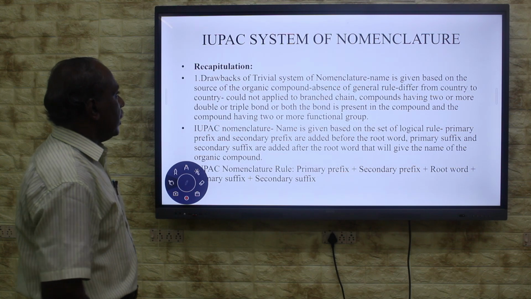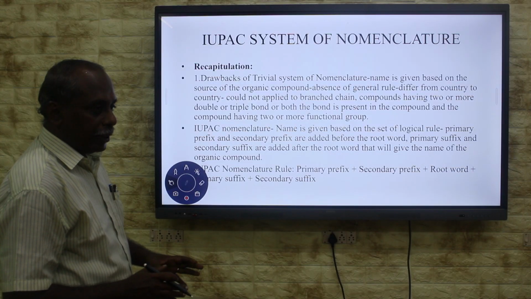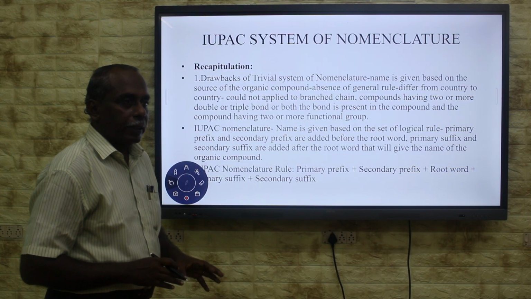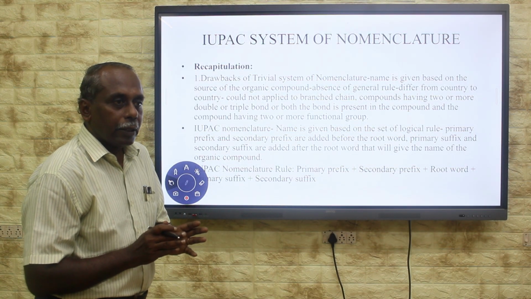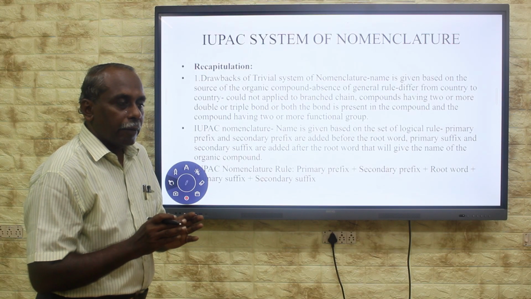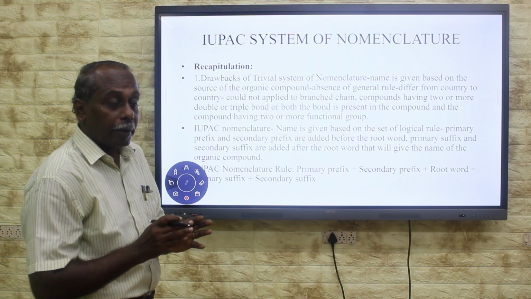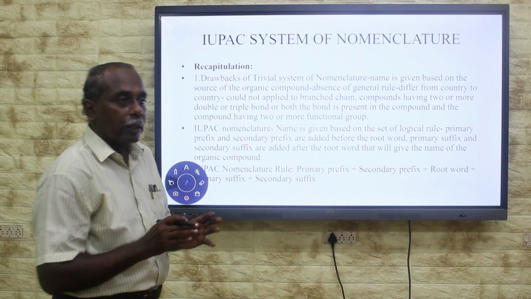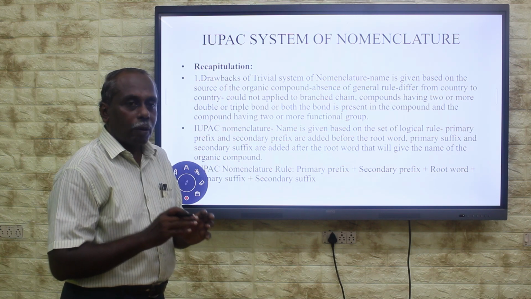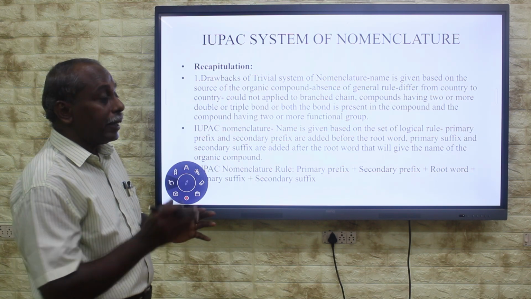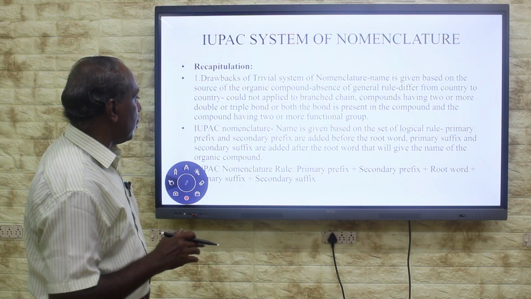Then, recapitulation: drawbacks of the trivial system of nomenclature. While giving this lecture, I have discussed all those things. The trivial system of nomenclature is applicable only when the compound has no functional group, or no branches. When there are many functional groups, or many double or triple bonds present in the compound, the trivial system of nomenclature cannot be applied to the compound.